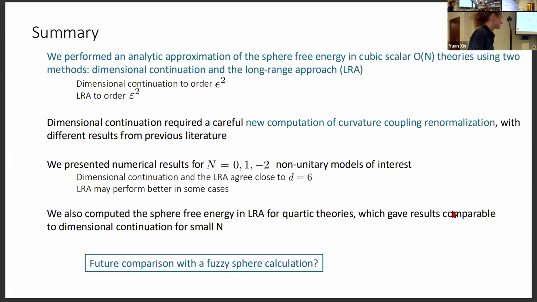So I think one really interesting future direction would be to compare this with the fuzzy sphere calculation, potentially for 3 dimensions where we have to extrapolate a long way from 6 dimensions, but it would also be interesting if we could do a higher dimensional fuzzy sphere comparison with the 5-dimensional Euclidean result. So I'll stop here and I'm happy to take questions.